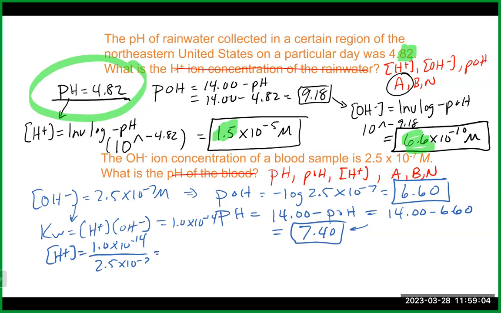Oops, not the sin. There we go. Minus 7. Looks like 4.0 times 10 to the minus 8 molar in this case. And in this case, it would be slightly acidic at this point with the 7.4.